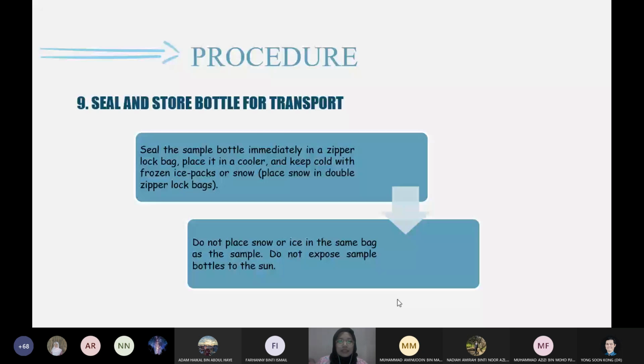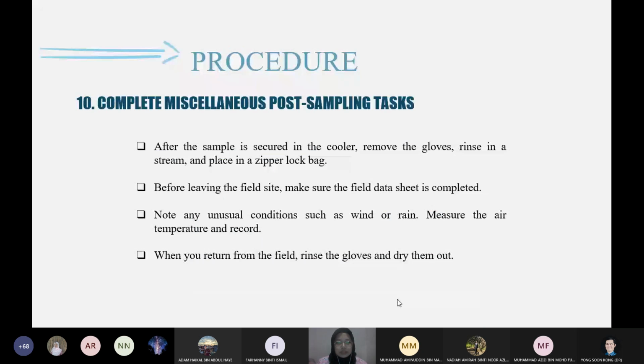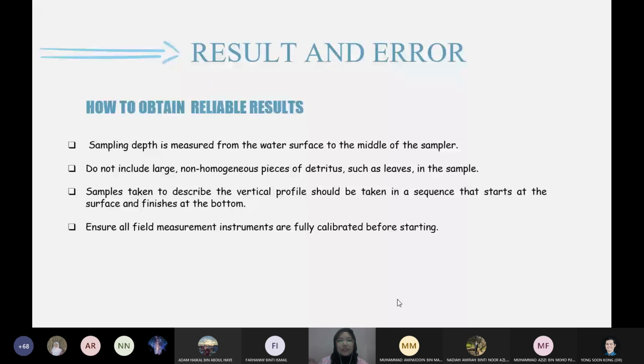Next slide. Then complete miscellaneous post-sampling tasks. There are many things that need to be considered to obtain accurate results. For example, large non-homogeneous pieces of detritus should not be included.